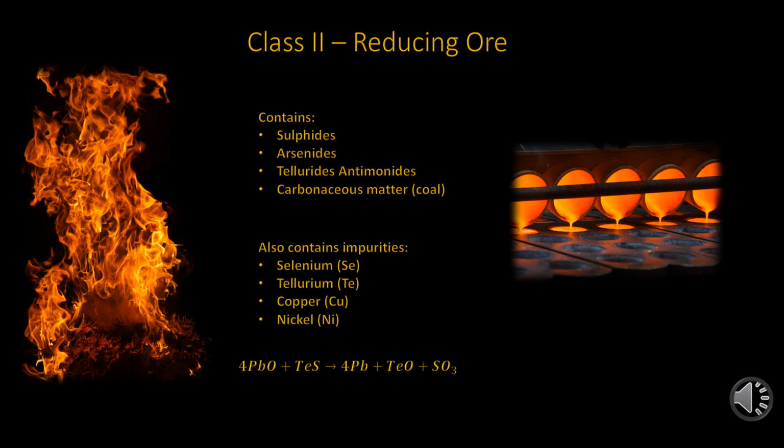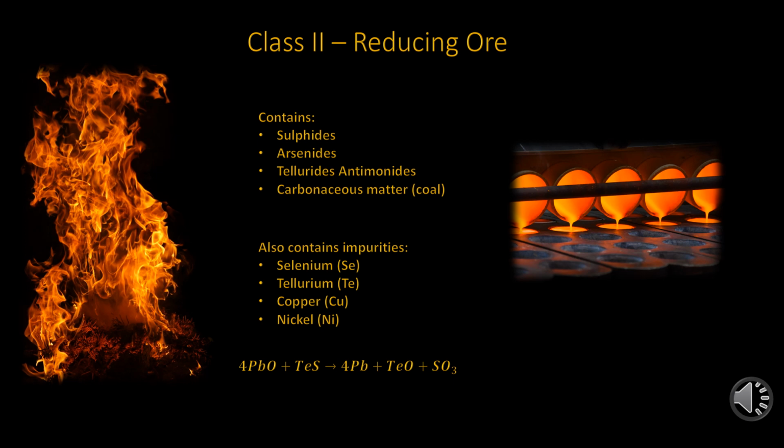Notice the amount of lead oxide required for the reaction in order to produce one tellurium oxide compound. The tellurium oxide and sulfite will be fused in the slag. The example equation is balanced. Since 4 oxygen atoms were required to complete the reaction, there had to be 4 oxygen atoms between the reactants. In order to complete the reaction, 4 lead oxide molecules were required.